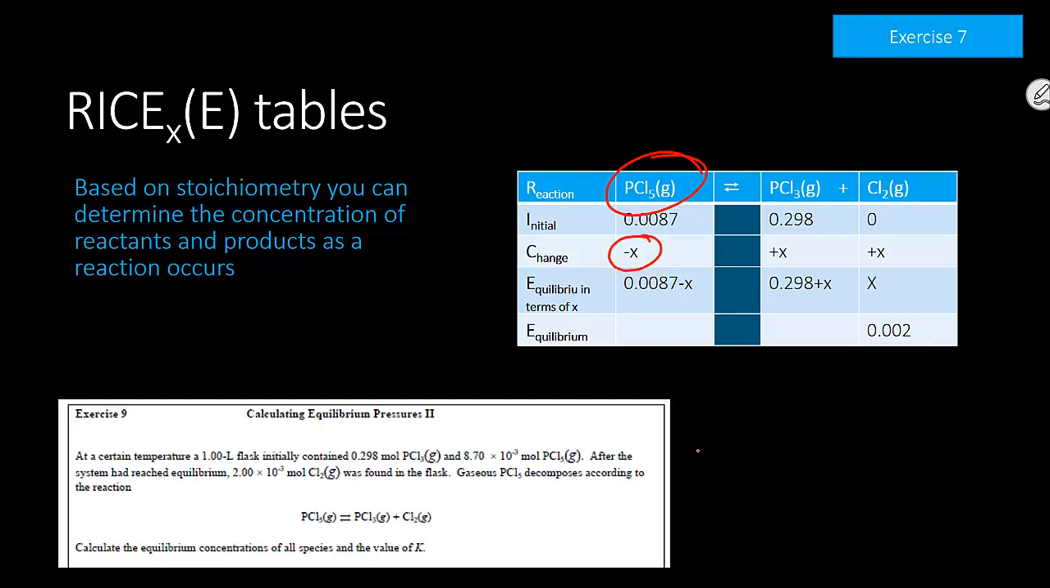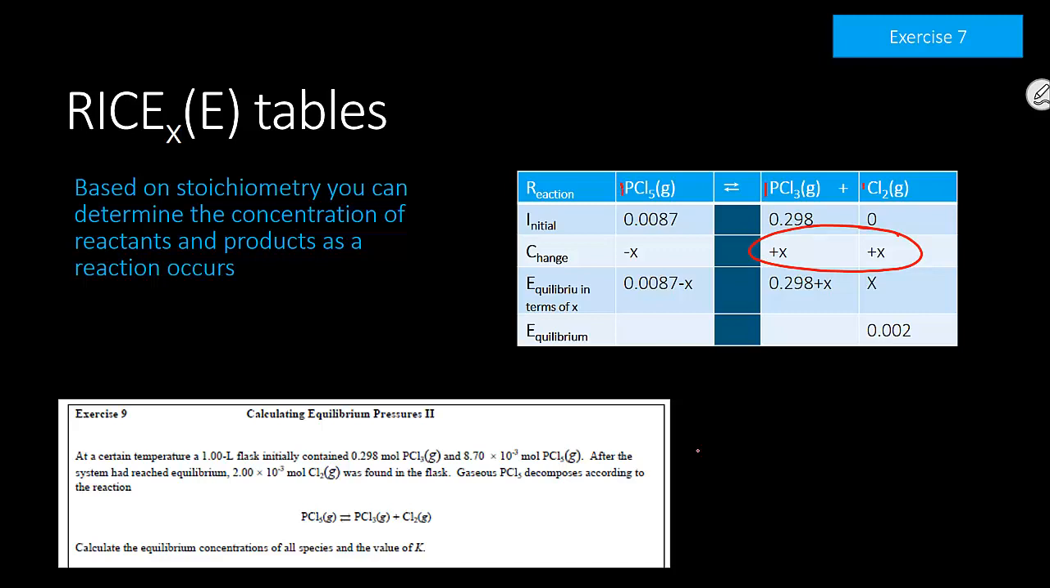It's going to change at a rate of 1x, some value. It's going to decrease by 1 something. And phosphorus trichloride is going to increase by that same stoichiometric coefficient. It's going to increase by some 1 something. Chlorine gas also will increase by 1 something. So in terms of X, our reactants decrease by 1 something, and our products increase by 1 something, based off of stoichiometric coefficients.